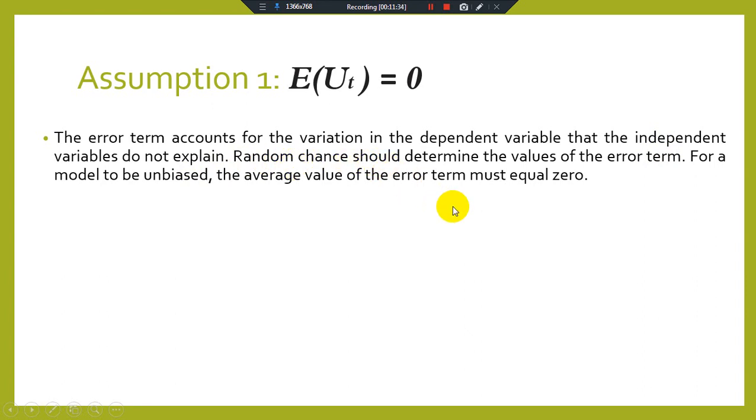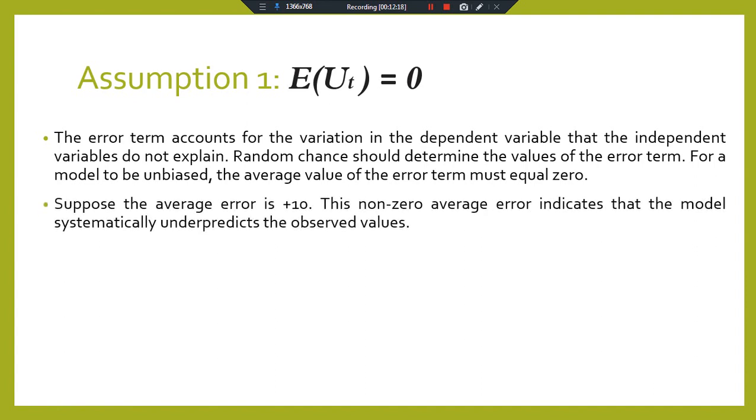Random chance should determine the values of the error term for a model to be unbiased. The average value of the error must be equal to 0. If the average value of the error is not equal to 0, then our model is biased and we cannot make predictions or any policy from our estimated results. We call it a biased result if our error's expected value is not equal to 0. But if you want an unbiased result, your average value of the error term must be equal to 0.